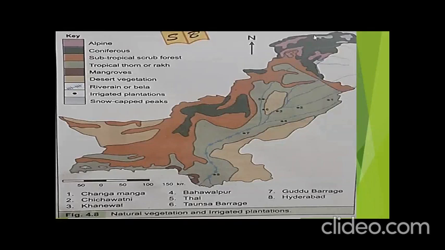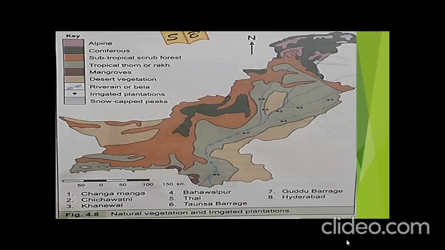Below them are the riverine or bela forests. These are found close to rivers. The largest riverine forests are in Sindh along the River Indus. Then come the mangroves. These forests are found in Sindh along the coastline.